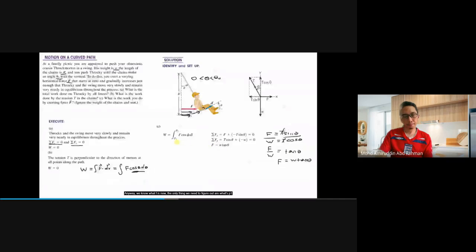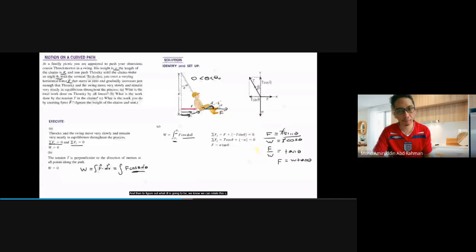The only thing we need to figure out are what's P1 and P2, and what's cosine phi dl. So the way we can figure out what phi is: note that in this equation, phi is the angle between dl and F. Well, if you look back at the picture of Rocky on the swing, that is F. So this angle right here between dl and F is theta. So phi is actually just theta.